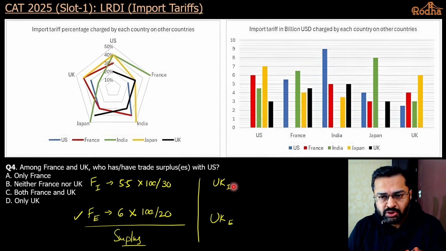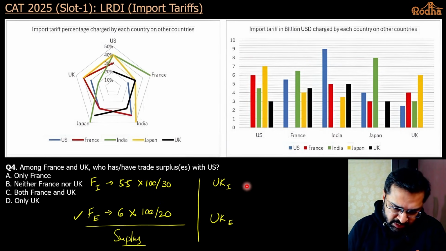Likewise, we'll do it for UK as well. Now the comparison would be between UK and US. Let's first talk about the imports by UK from US. So where is it? This is UK here, and in UK, what would you look at? US. This is this blue one, UK, US. How much is this? You can see that this is between 2 and 3 here. This is 2.5. So what would you write? This would be equal to.